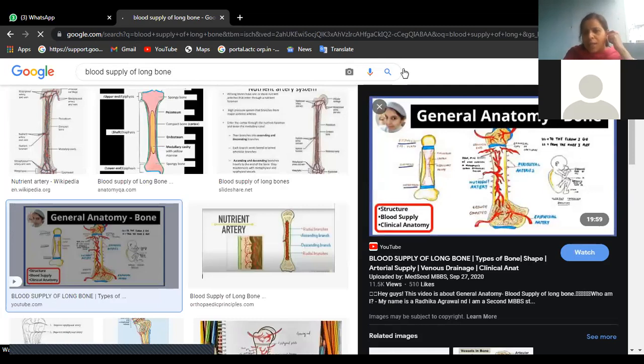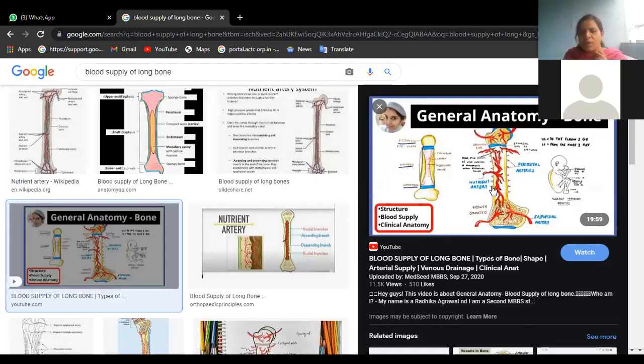Are you able to see the blood supply of long bone picture on the screen? Yes, ma'am. Thank you, beta.